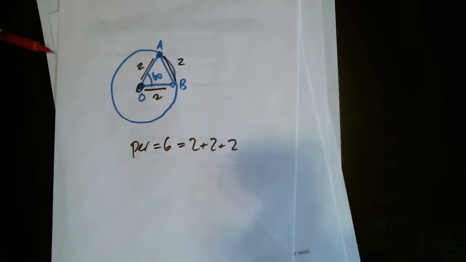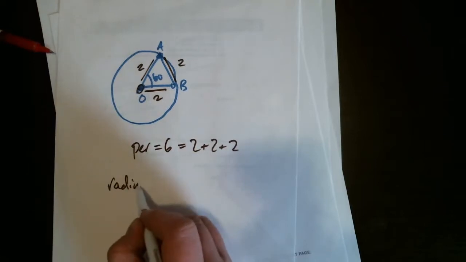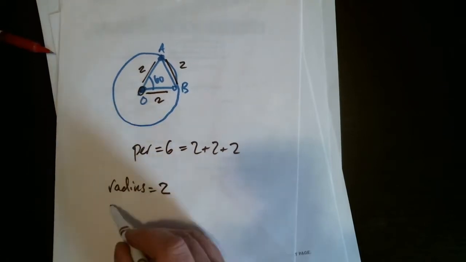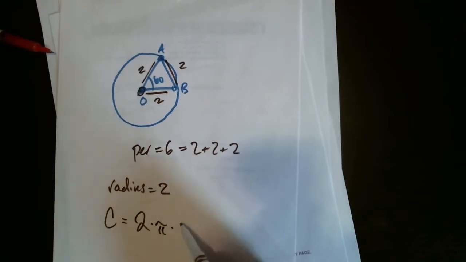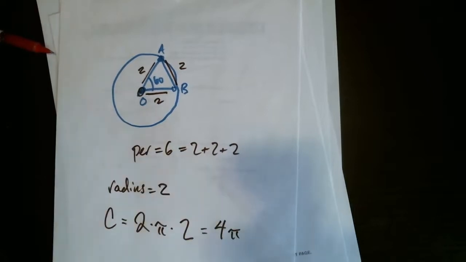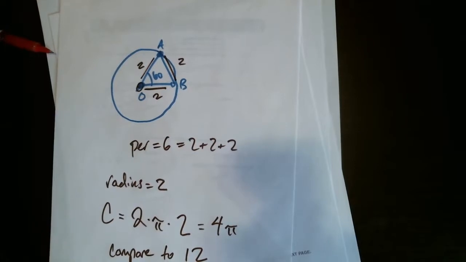So if the radius is 2, then what's the circumference? Isn't it 2 pi r? So the circumference is 2 times pi times 2, which is 4 times pi. And we've got to compare this to 12.